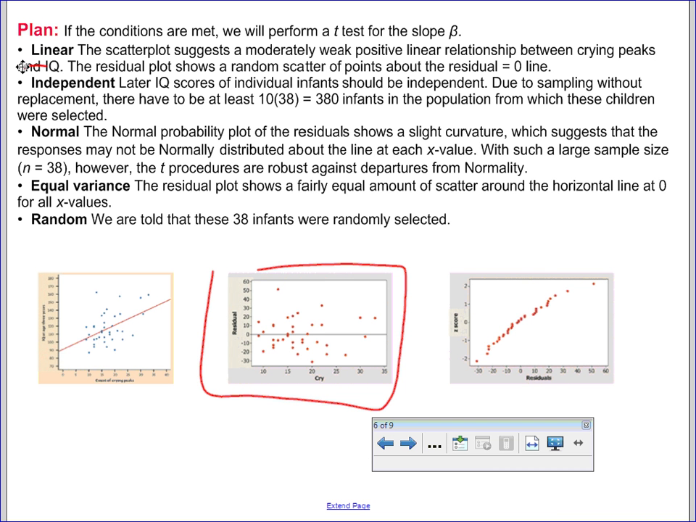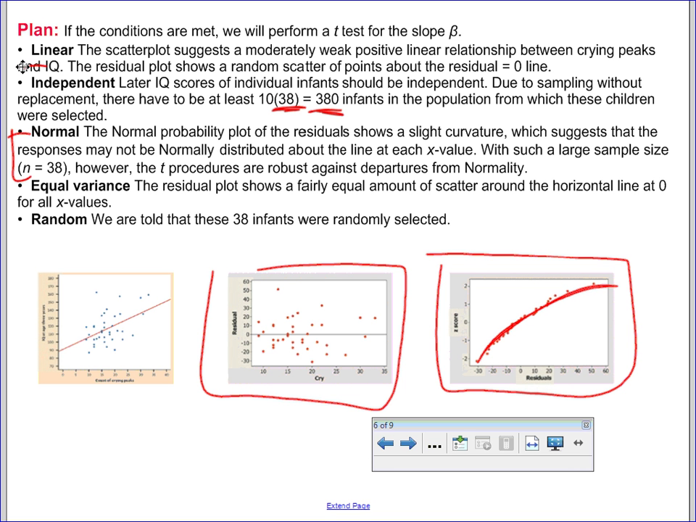We had 38 infants, so as long as there are more than 380 infants in the population, then we're fine to sample without replacement. Normal: we look at the residuals and ask, are the residuals approximately normal? This is the normal probability plot right here, and that looks pretty linear. Now it says that there's a slight curvature, and actually if you look at it, you can see it. There's a slight curvature, so the responses may not be normal.